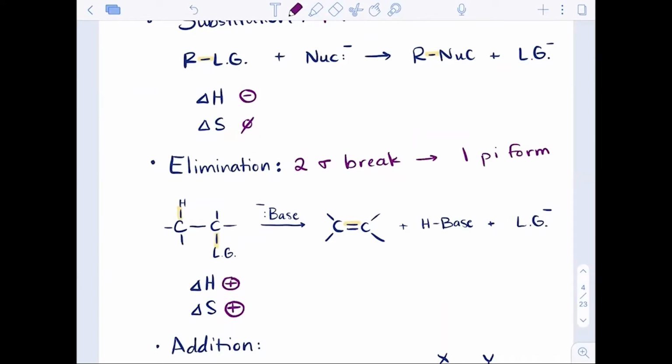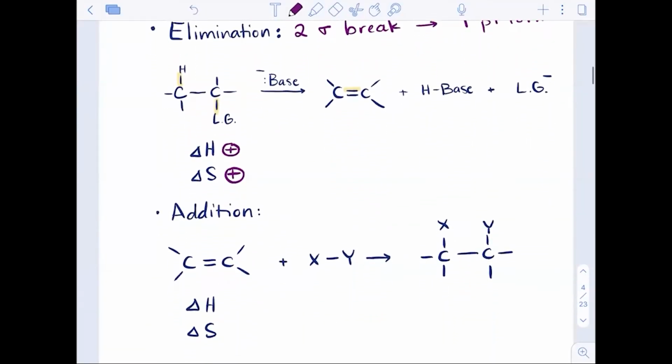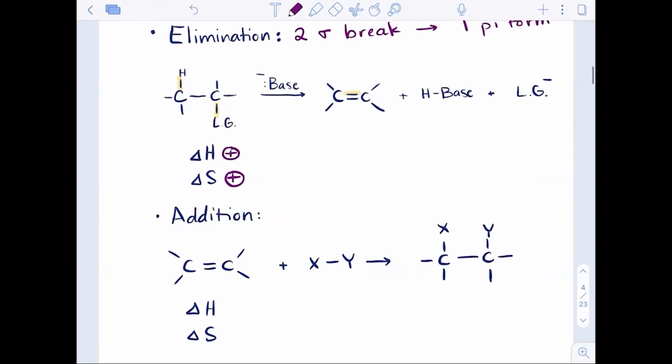When we think about how many reactants and how many products we have, we typically see a reactant that's an electrophile with a base, two things on the reactant side, and three things on the product side: the alkene, the conjugate acid, and the leaving group. So there is usually an increase of entropy. And so elimination reactions are going to be really, really similar to our addition reactions.